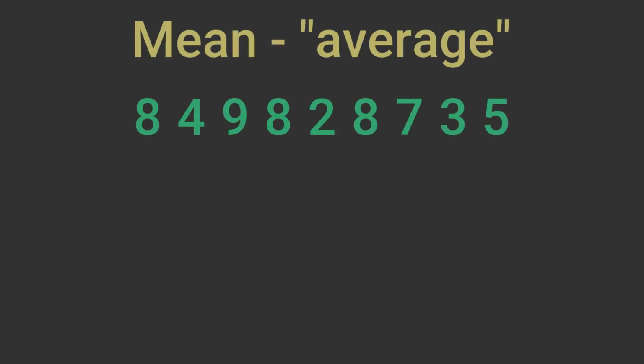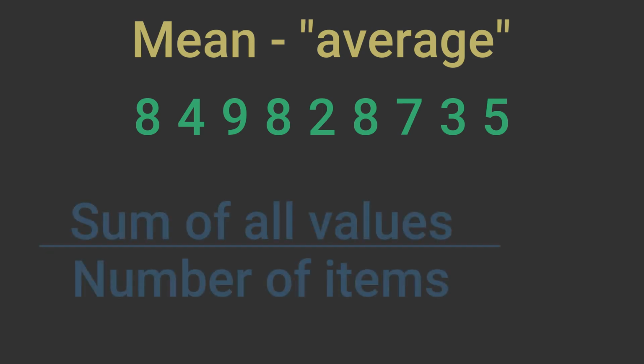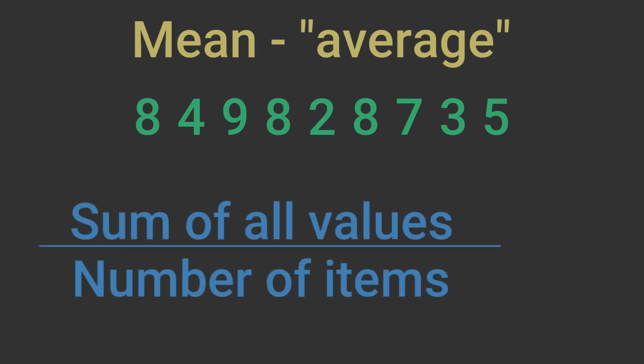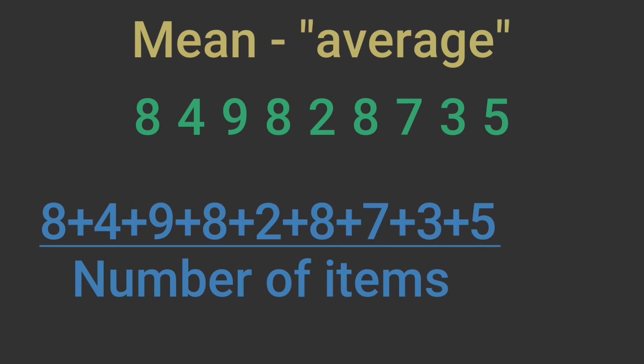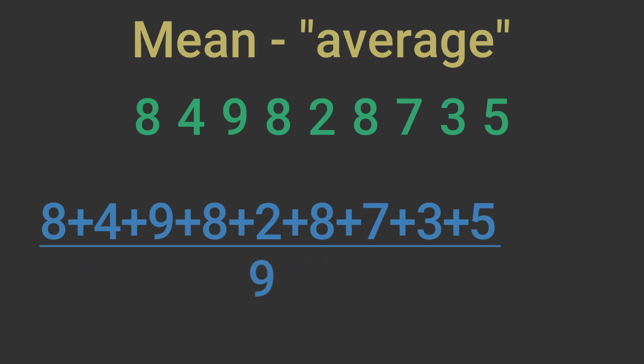The mean is often just called the average. We find the mean of a set of data by adding all the values together and dividing the total by the number of items. For example, if we add these numbers, the result is 54. There are 9 items, so the mean is 54 divided by 9, which is 6.